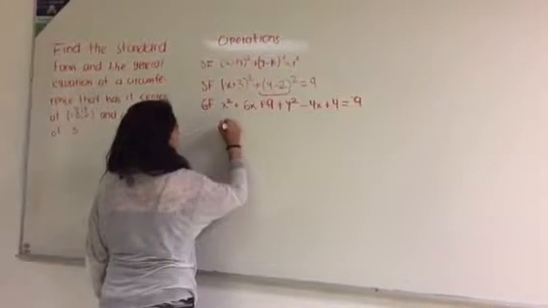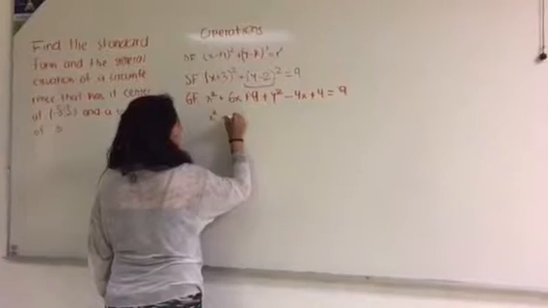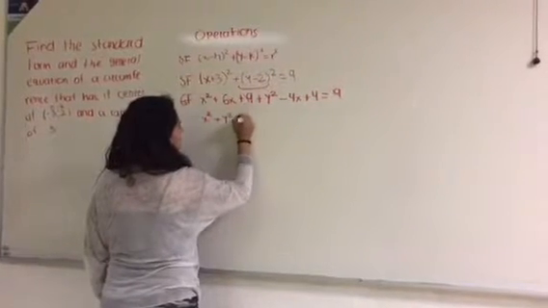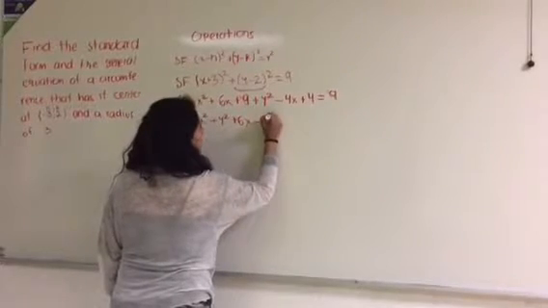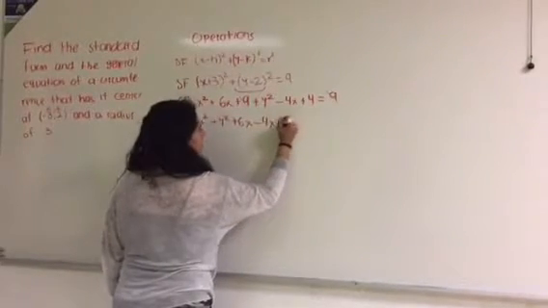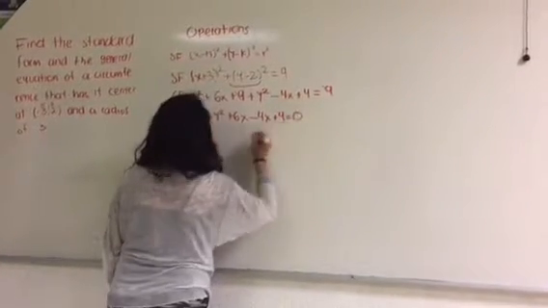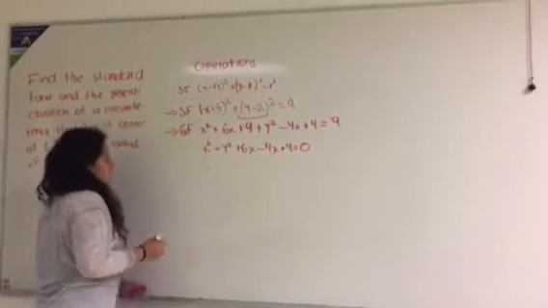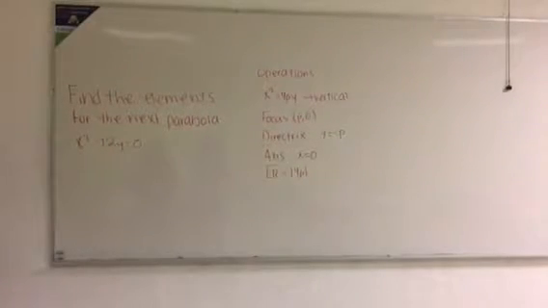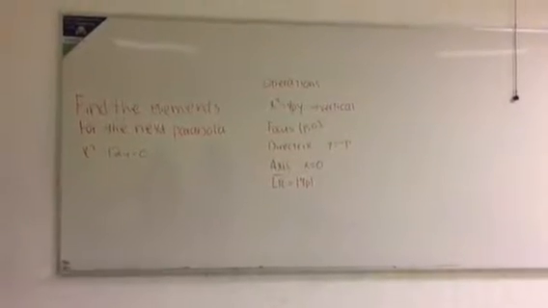So we are going to have x squared plus y squared plus 6x minus 4y plus 4, and this is going to be equal to 0. So our result is going to be this one and this one. And that's it.